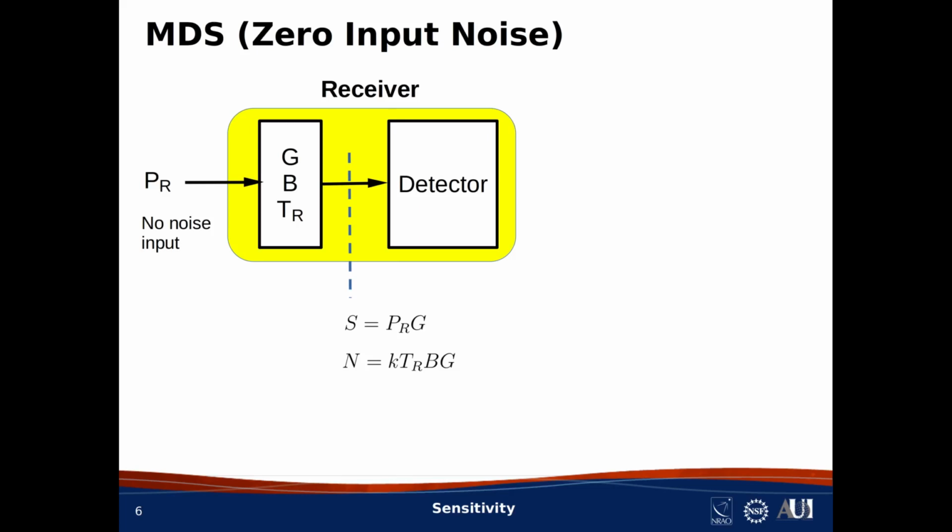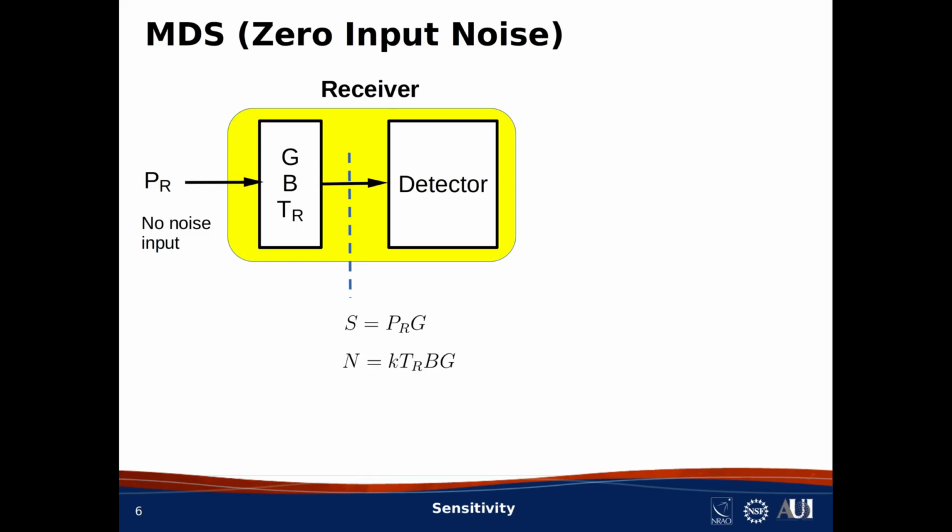Okay, we're ready to define receiver sensitivity. The specific metric of receiver sensitivity that we'll consider first is minimum detectable signal, and that's abbreviated MDS. Now, as we'll see shortly, there are actually multiple definitions of MDS, so let me clarify that what we're going to address first is the zero input noise definition of MDS, which is illustrated on the slide now in front of you.